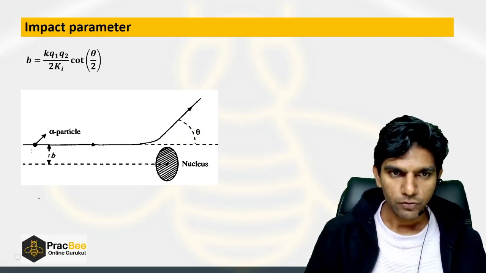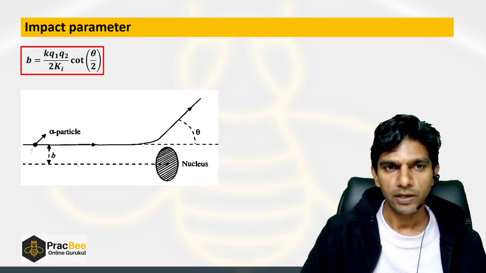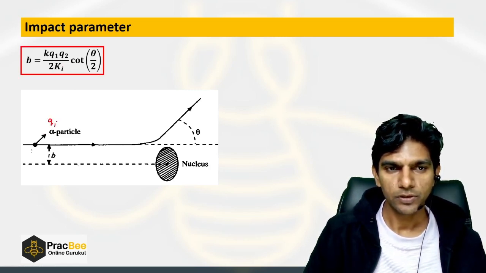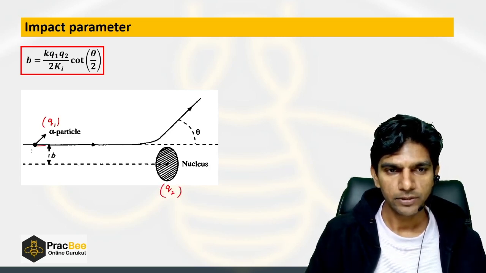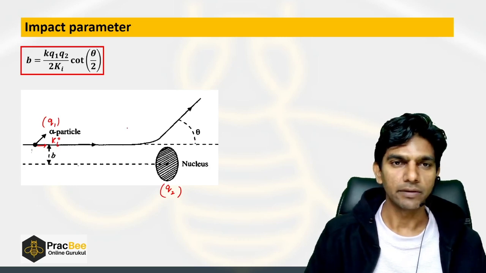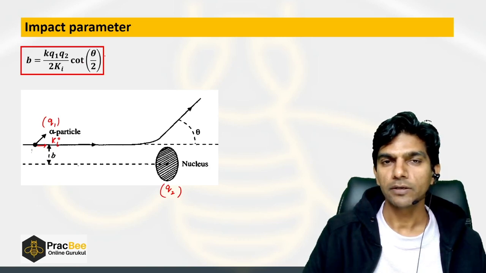So do remember this formula, where Q1 is the charge of the alpha particle. So let us say it has a charge Q1, and the nucleus is having a charge Q2, and the initial kinetic energy of the alpha particle is Ki, and theta is the angle of scattering. Okay, so now the impact parameter is K Q1 Q2 upon 2 times Ki times cot theta by 2.